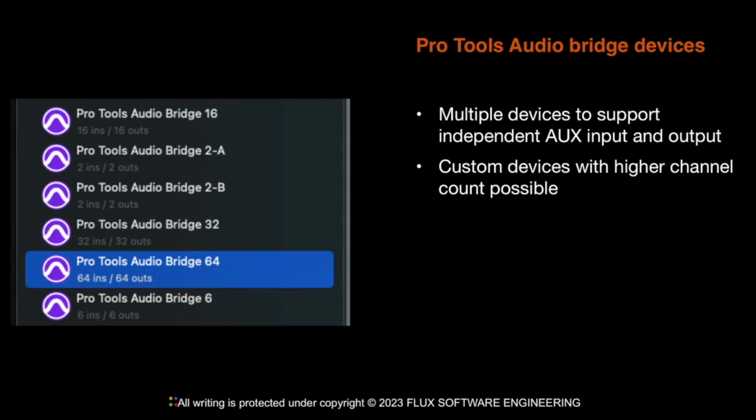And there's even a way to do custom with your channel count. I'm not sure if Pro Tools officially publishes that, but it is, I think, out there if people want to do more than a 64 channel audio bridge. I've been doing 128. I haven't tried more. Could be doing more potentially.